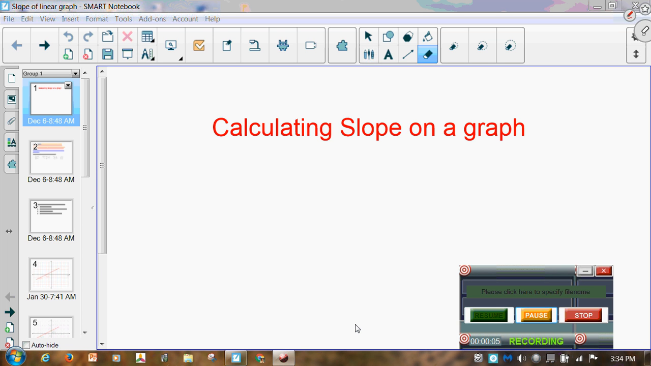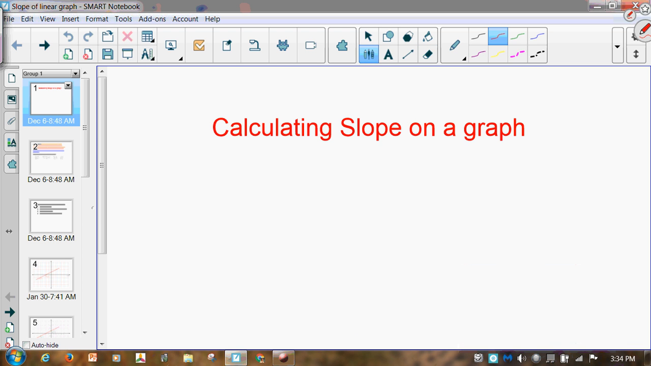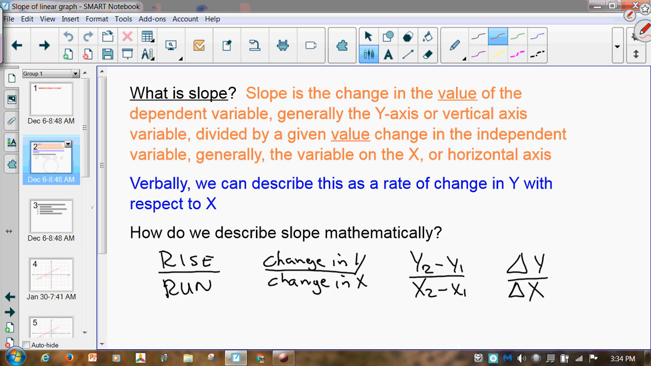Today we're going to talk about slope, specifically calculating slope from a linear equation on a graph. We're going to break this into two pieces because I don't want it to get too long. So first, we're going to cover the basics of slope, just to review that. And the first thing is, let's take a look.